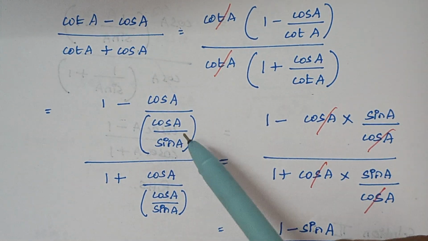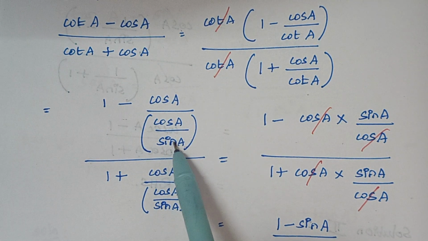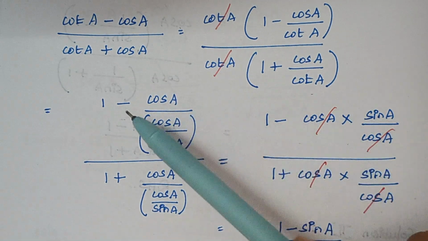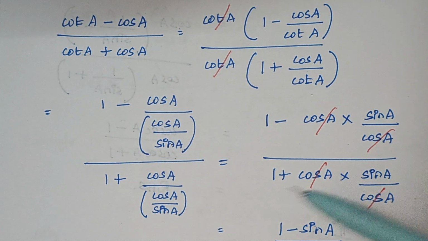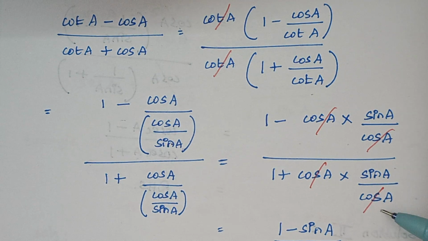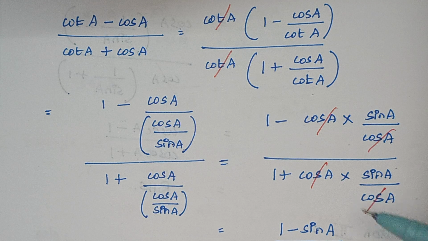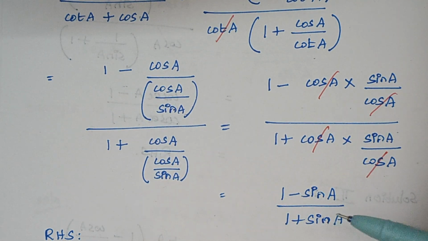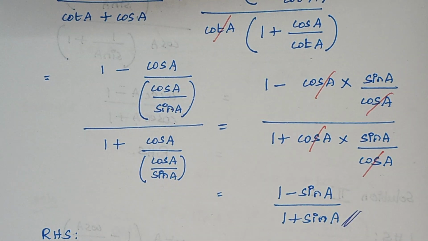Right. Now the next step is I am going to move this denominator term to the numerator. So this term will appear as a reciprocal. So 1 minus cos A multiplied by sin A by cos A divided by 1 plus cos A multiplied by sin A by cos A, right? So these two terms get cancelled, again these two terms get cancelled, and here it is 1 minus sin A divided by 1 plus sin A. Okay, this is your left hand side part.